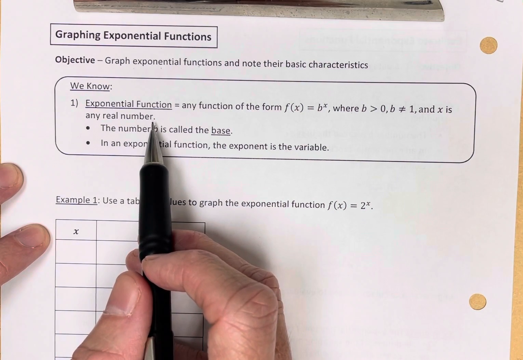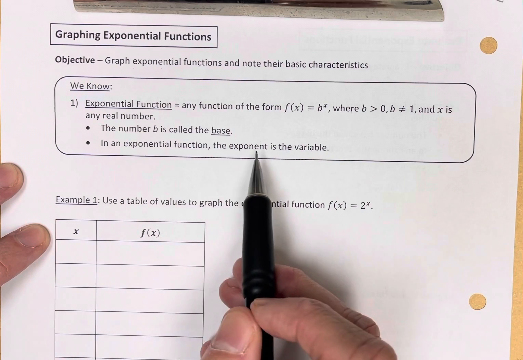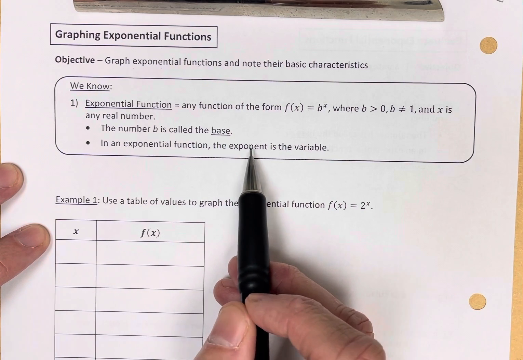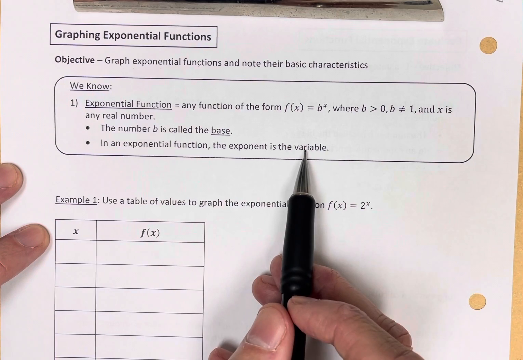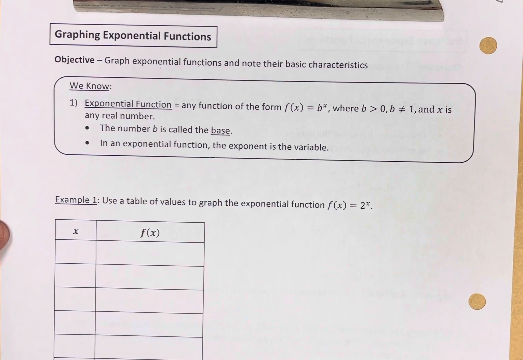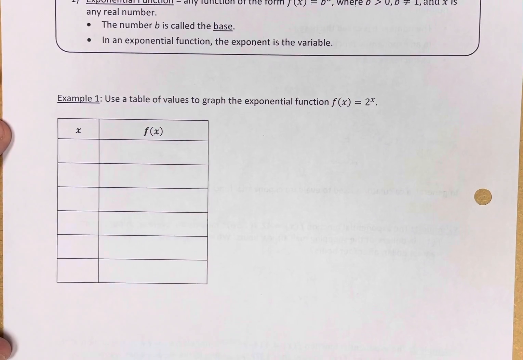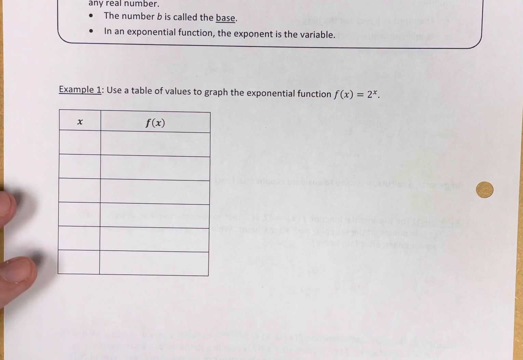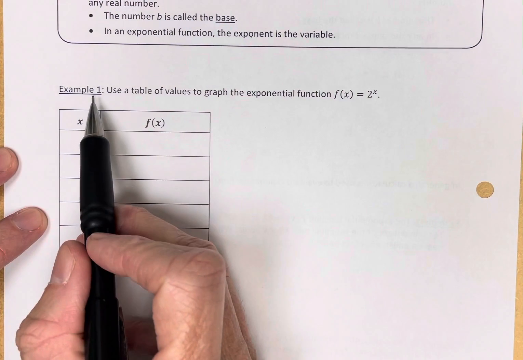And as I spoke to in a previous video, in an exponential function, the exponent contains the variable. So you have a variable or a variable expression in the exponent. So let's graph these, and we'll use a table of values, and then we'll check it with our graphing calculator so that we can see the basic characteristics of exponential functions.